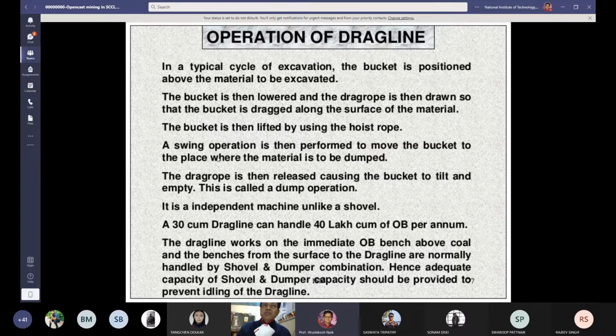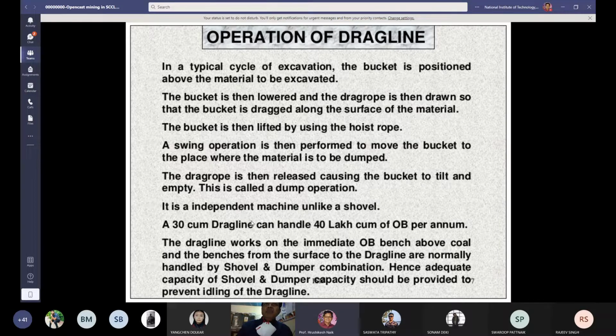A swing operation is then performed; you can swing the dragline up to 180 degrees or even 360 degrees. The bucket is moved to the place where you want to dump the materials. The drag rope is then released, causing the bucket to tilt and empty the material. So this is called a dumping operation.